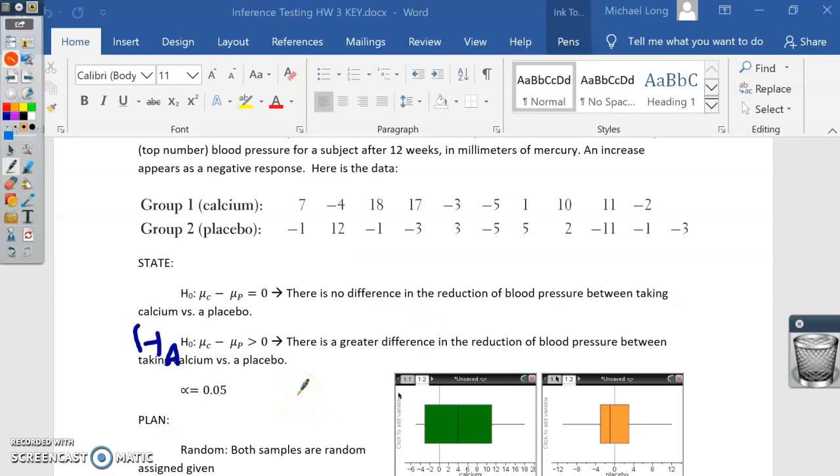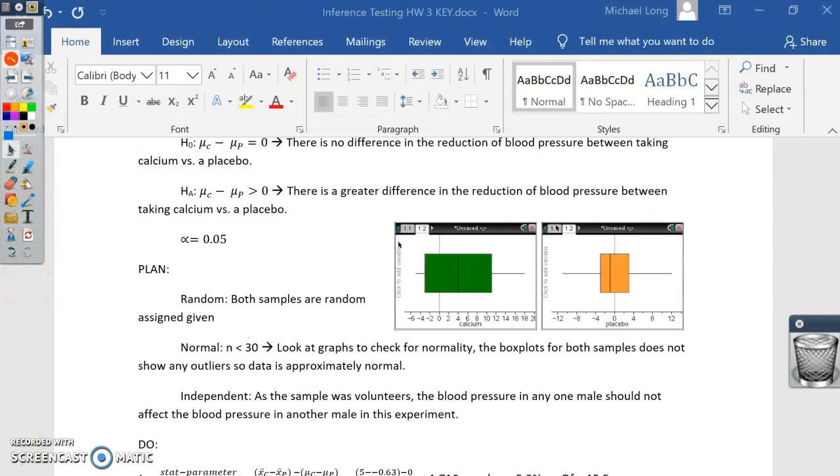So we have alpha equals 0.05. It's not given to us. That's the alpha level we always use. In confidence intervals, if it's not given to us, reminder, we use 95%. So they are related to one another. If you notice, I did change the alternative hypothesis to the correct symbol, HA, in the state section.